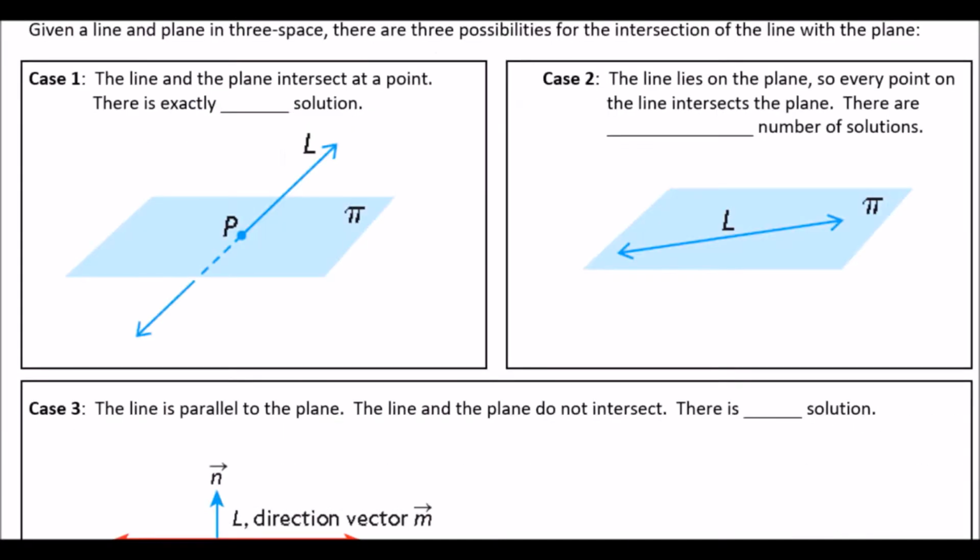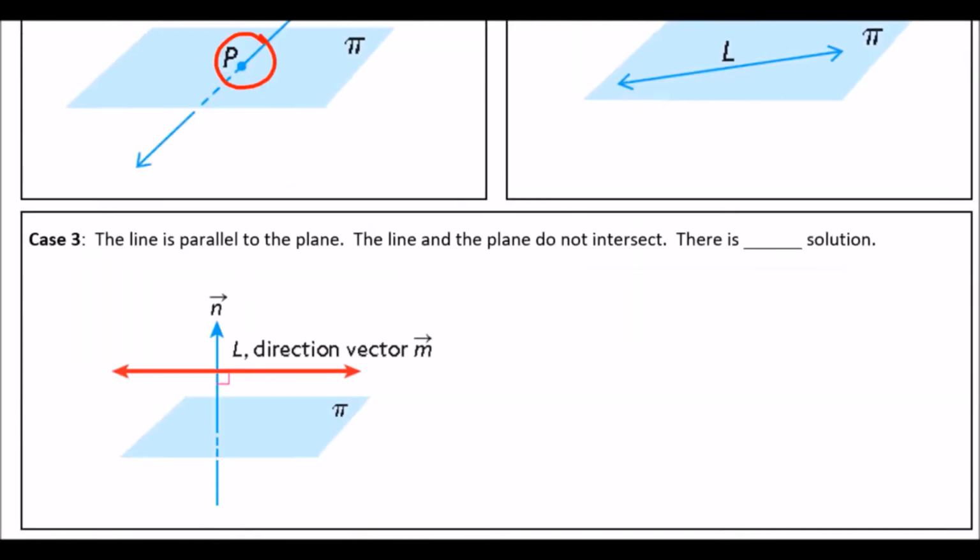So we're going to continue on here with how lines and planes can intersect. There are three cases. Case 1, the line and the plane intersect at a point. So there's exactly one solution, and of course that solution would be right here, point P. Case 2, the line lies on the plane, so that every point on the line intersects the plane. So of course anything on this line is a solution, and so there are infinite solutions.